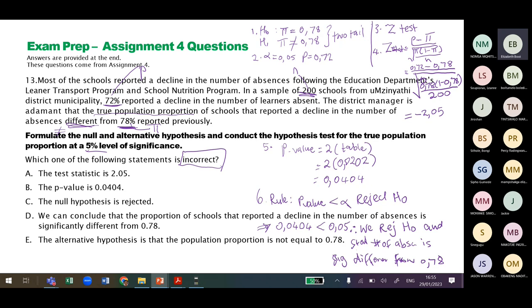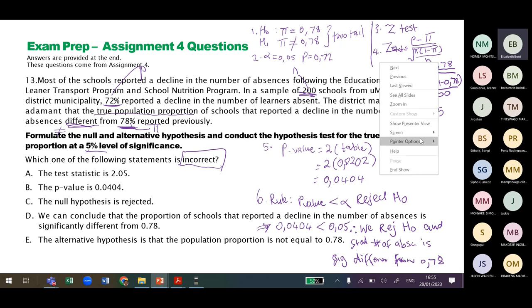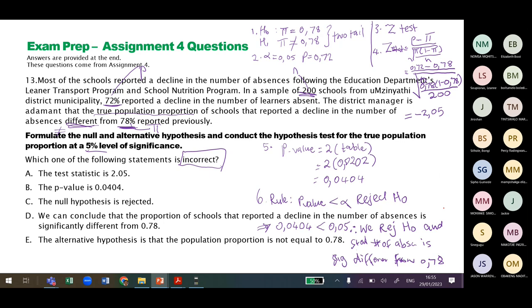The test statistic is 2.05. We said it is -2.05. Let me change my color back to red. So we have our incorrect statement, but let's validate. Our p-value is 0.0404. That's correct. The null hypothesis is rejected. Yes, we are rejecting the null hypothesis. It's correct. We can conclude that the proportion of schools that reported the decline in the number of absences is significantly different. Therefore, that statement is correct.